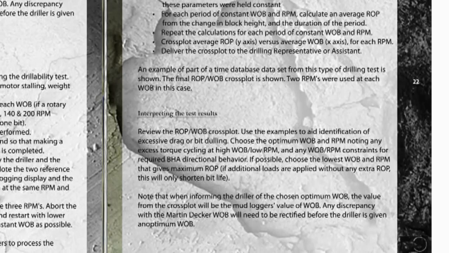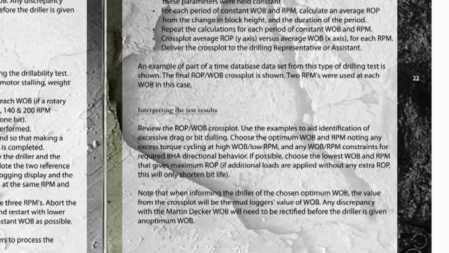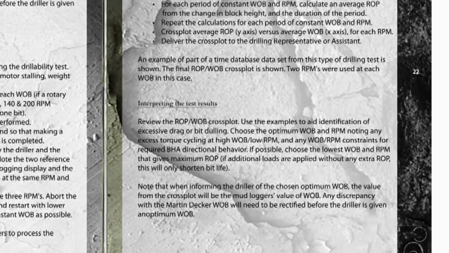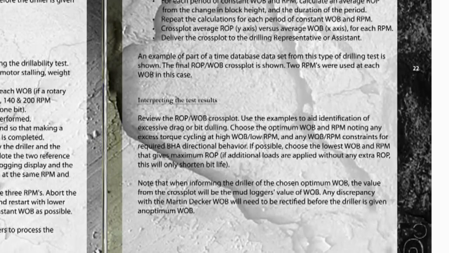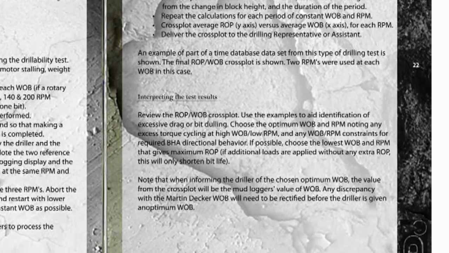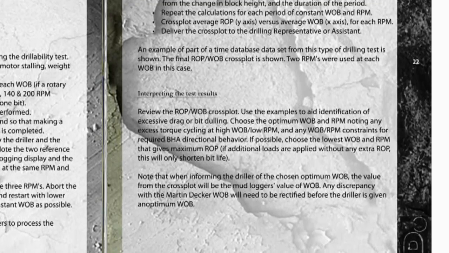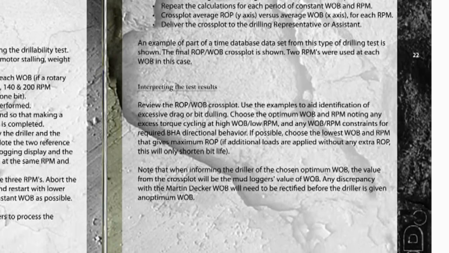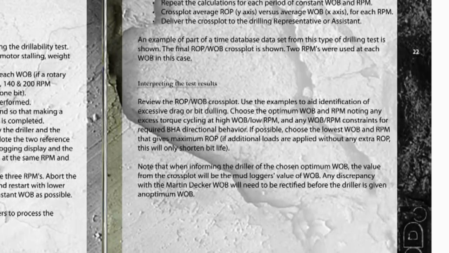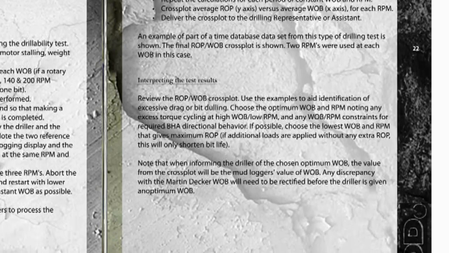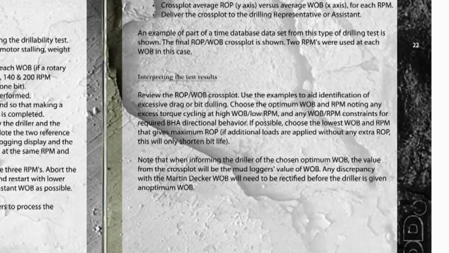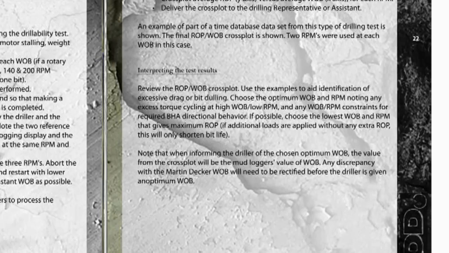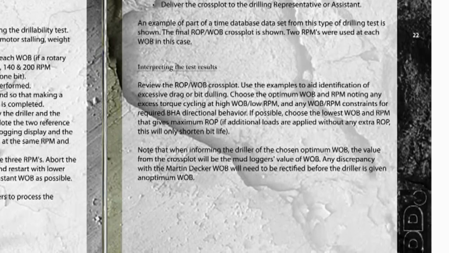Interpreting the test results. Review the ROP-WOB crossplot. Use the examples to aid identification of excessive drag or bit dulling. Choose the optimum WOB and RPM, noting any excess torque cycling at high WOB or low RPM, and any WOB or RPM constraints for required BHA directional behavior. If possible, choose the lowest WOB and RPM that gives maximum ROP. If additional loads are applied without any extra ROP, this will only shorten bit life.